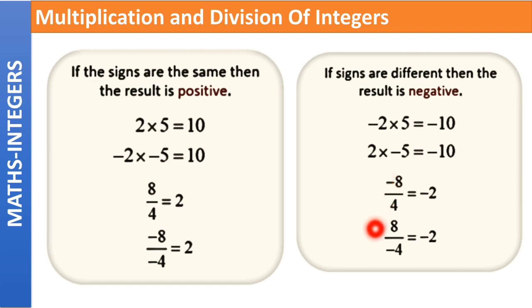Okay. The second example, 8 divided by minus 4. 8 has a positive sign and 4 has a negative sign. Both the signs are different, so the answer is negative. Coming to the absolute values, 8 divided by 4 is equal to 2. Is this clear, class? In case of multiplication and division, if signs are same, then the result is positive. If signs are different, then the result is negative.